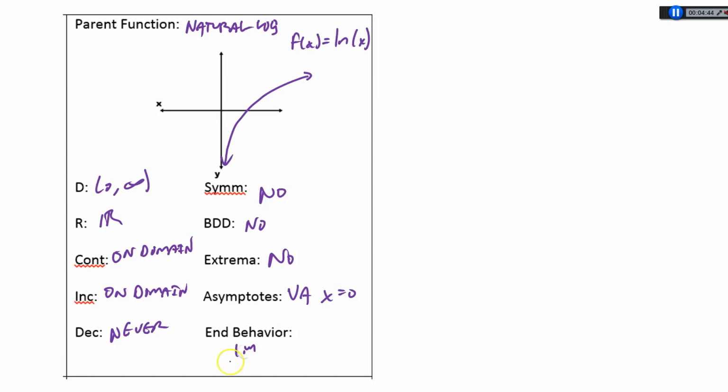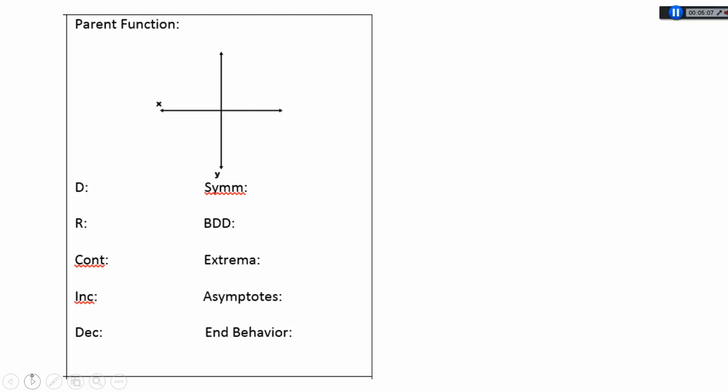End behavior. As x approaches infinity, the function is going up forever. Even though it looks like it's flattening out, it always goes up. And as x approaches 0 from the right, because that would really be the end behavior on the left, since it doesn't go any further, the function values freak out and go to negative infinity. Cool. All right, natural log. So next one we're going to do is sine of x.